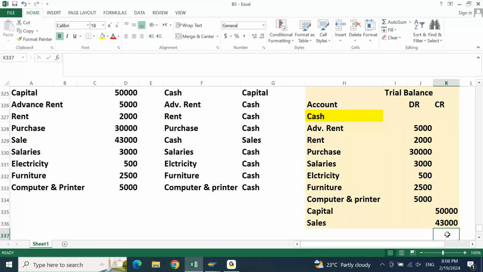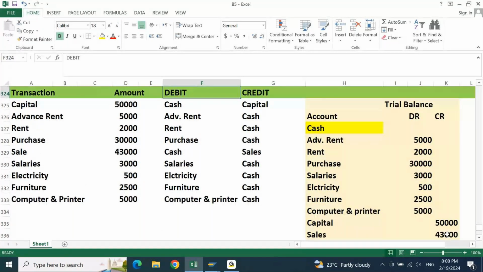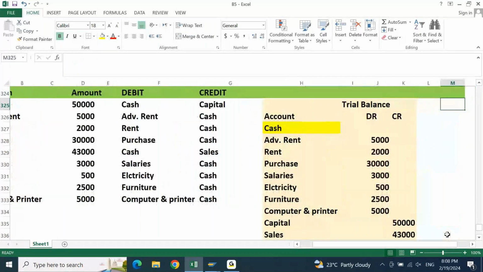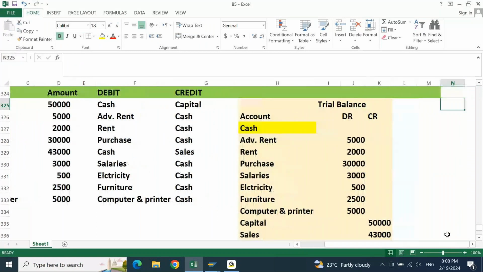Because cash is appearing more than one time, for any account appearing more than one time, you need to find out the closing balance. Closing balance is nothing but the sum of all debits and credits. Identify how many debits you have in cash, how many credits you have in cash. Now, to find out the cash closing balance, I'll put, for example, cash debit.